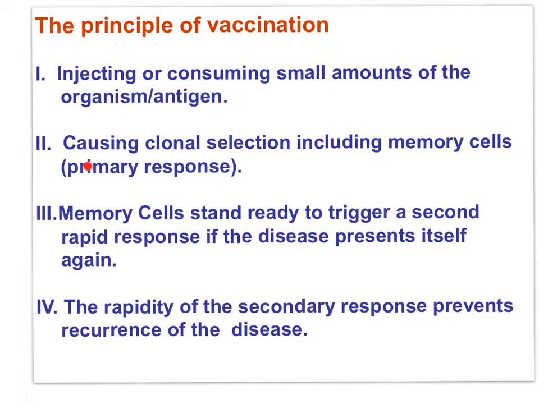This is a primary response. The memory cells remain behind or stand ready to trigger a second rapid response if the pathogen presents itself again. And the rapidity of the second response prevents recurrence of the disease. This is how vaccination is responsible for immunity.